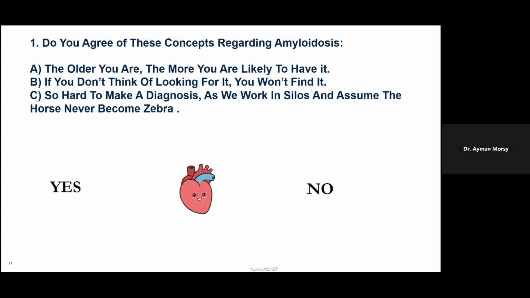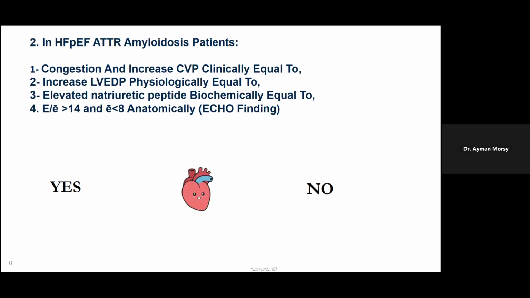So how do you choose yes or no? Most of the time our patients are old. Always, if you don't think of it, you won't diagnose it. If you are working alone as a solo player, you will never be diagnosed. Cardiac amyloid is a multidisciplinary team diagnosis. So definitely the answer is yes. So I concluded in these slides how you should think about the concept regarding cardiac amyloid patients.